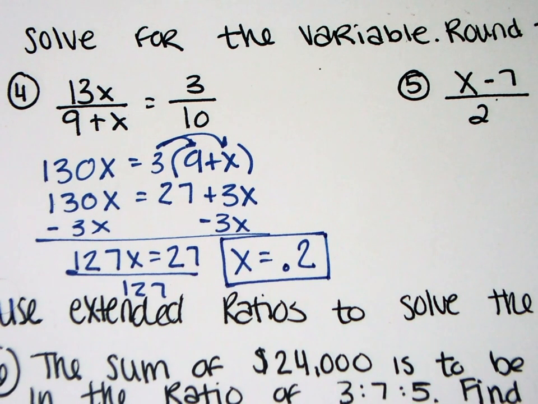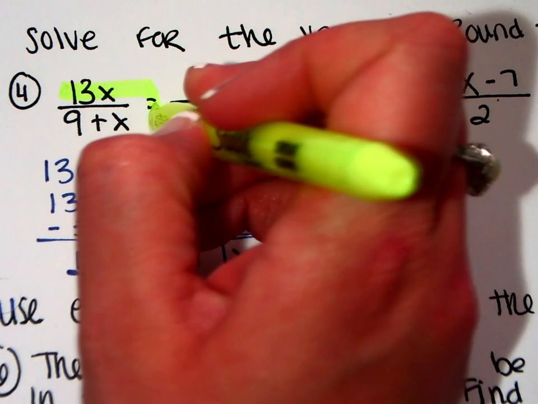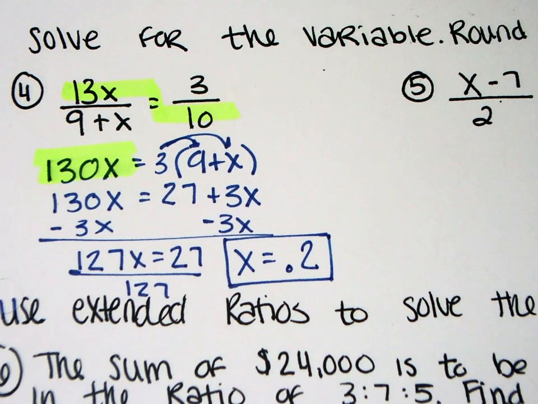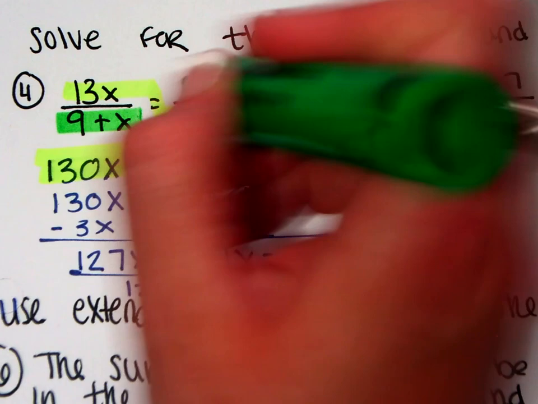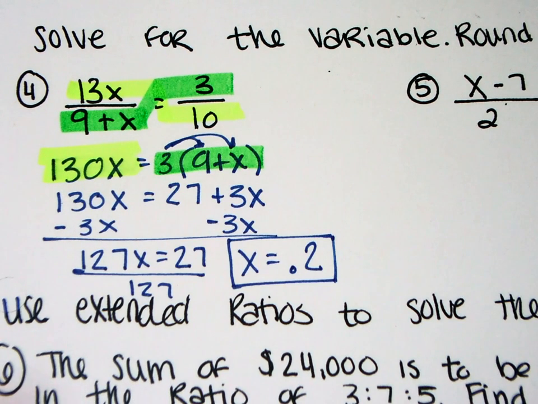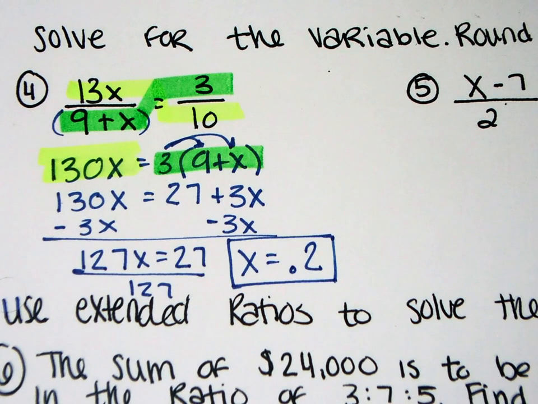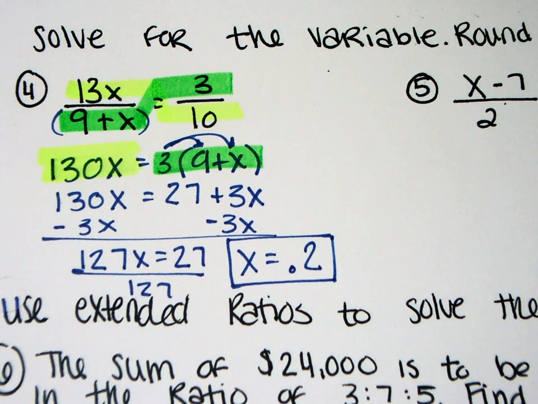Okay. Remember, when you are doing proportions, it's numerator of the first times denominator of the second, and that equals denominator of the first times numerator of the second. If you have two terms, I would highly recommend putting them into parentheses so you keep them organized. Okay, let's go ahead and try to do another one.